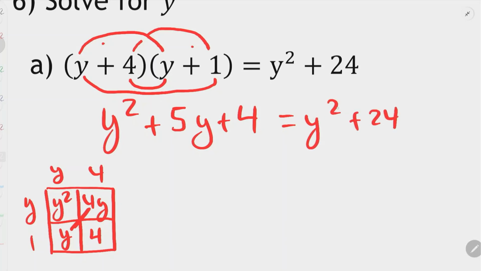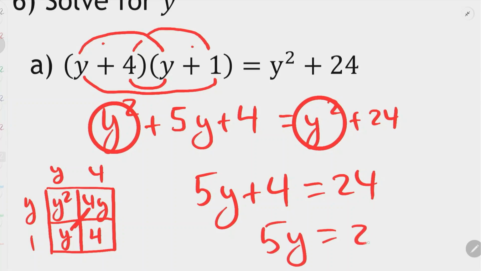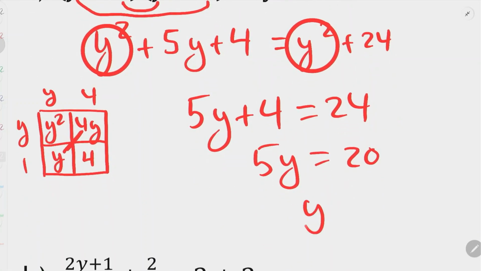Both sides have y squared. And if I subtract y squared from both sides, it's gone. So this equation becomes 5y plus 4 equals 24. Therefore, 5y is 20. And it looks like y has to be the number 4.